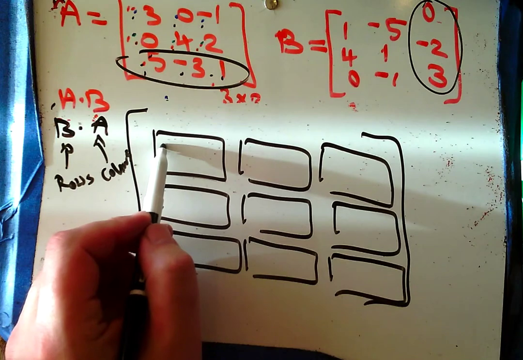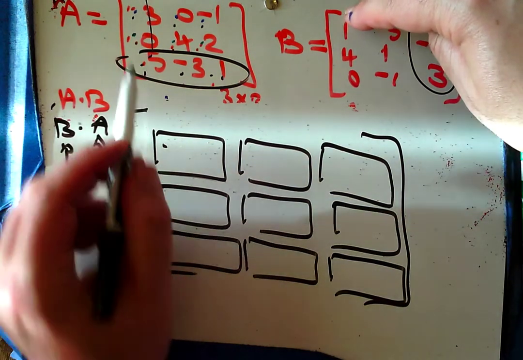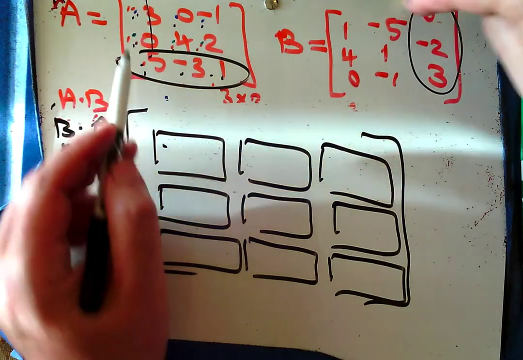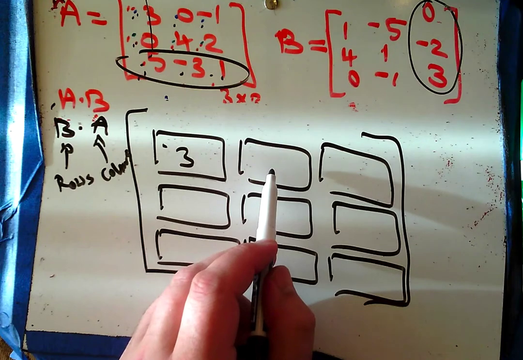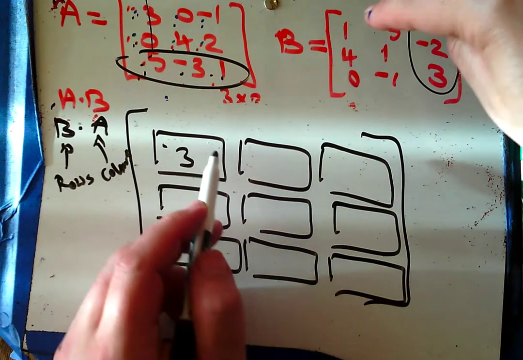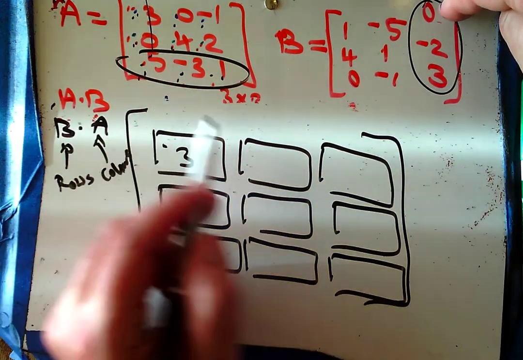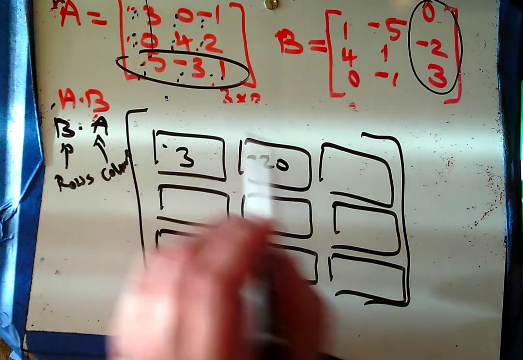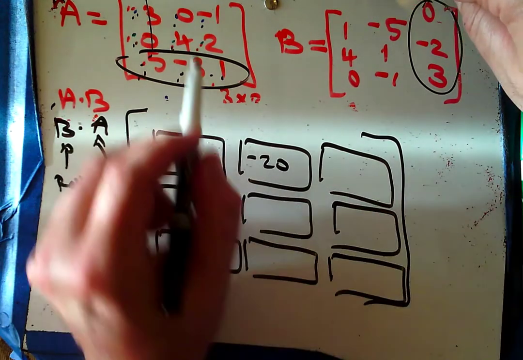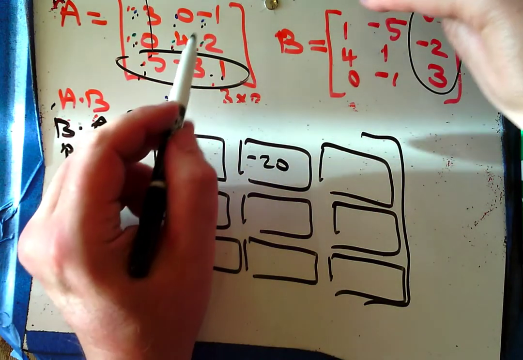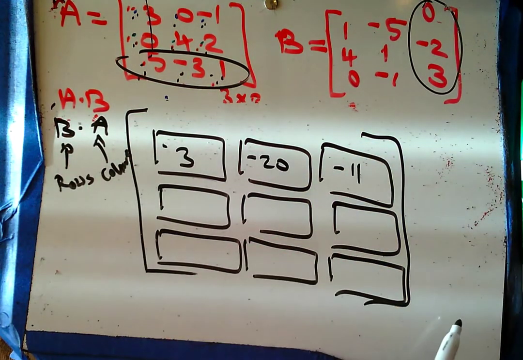Okay, to fill in this cell, I'm in the top row and the first column, so I've got 3, 0, and 0. And to fill in this cell, I'm in the top row and the second column. I've got 0, negative 20, 0. And to fill in this cell, I'm using the top row and the third column. Top row, negative 1, negative 10, 0, negative 11.